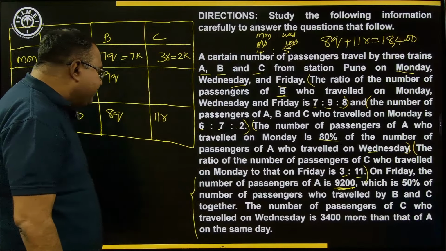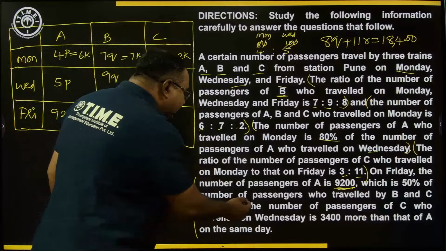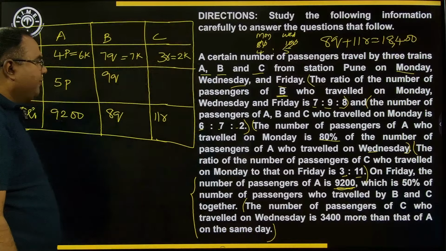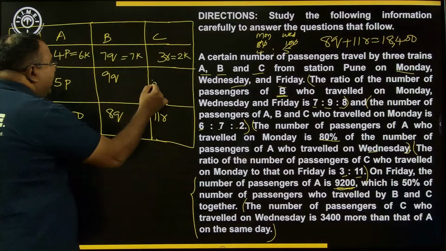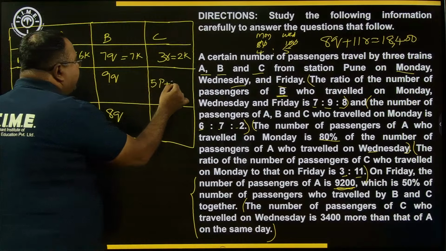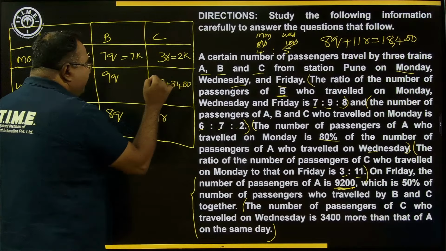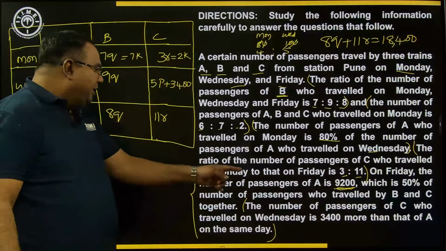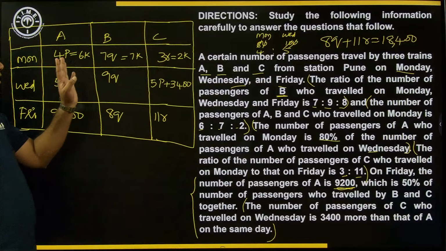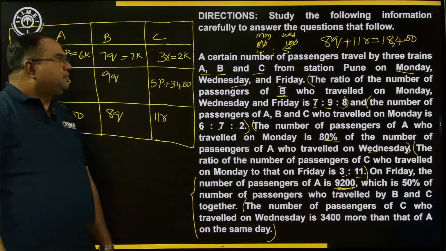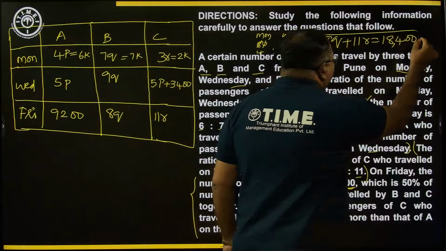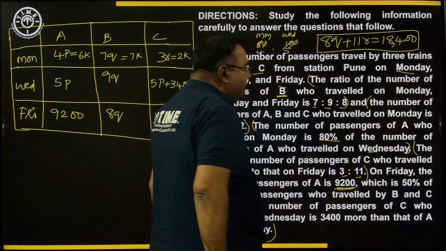The number of passengers of C who traveled on Wednesday is 3,400 more than A who traveled on the same day. So C on Wednesday, 3,400 more than who traveled on A on same Wednesday, 5P. So C has to be 5P plus 3,400. Right? We got entire information here. Now, key point is, this is one important information. This equation 8Q plus 11R is 18,400.